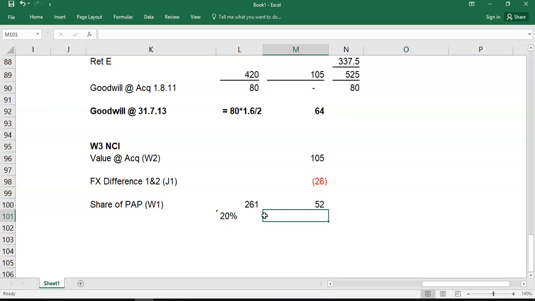The NCI gets none of the goodwill FX because it's not measured using method 2. So your year-end NCI is 131. NCI at 31st of the 7th of 13. So very similar to what you'll have done in vanilla questions, just you have to add a complexity, make sure you're taking the euro figures.